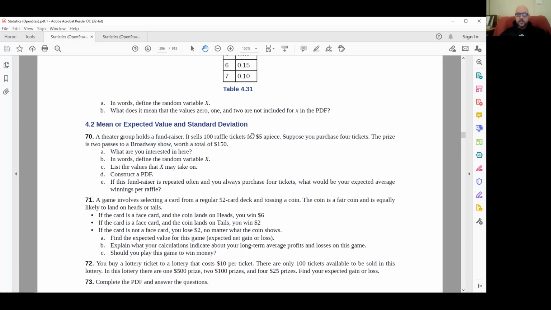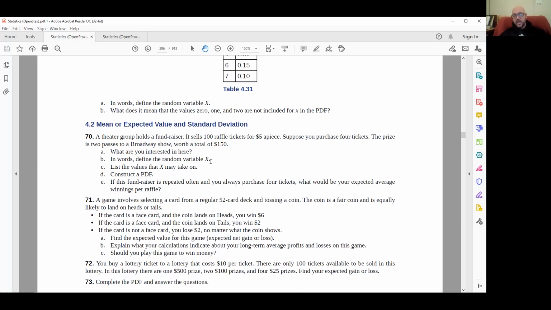So 100 raffle tickets, we need that. $5 a piece, we need that. Purchase 4 tickets. And so it's going to be worth a total of $150. So what are you interested in here? It's a good question, book. I'm not totally sure. You didn't tell me what I should be interested in. I assume that the thing I am interested in is some combination of my probability of winning and the expected value of winning. But who knows? So I'm guessing that that's what they want me to be interested in.